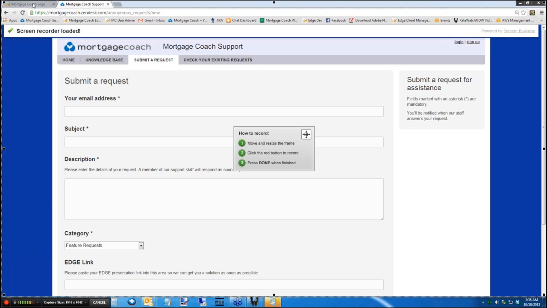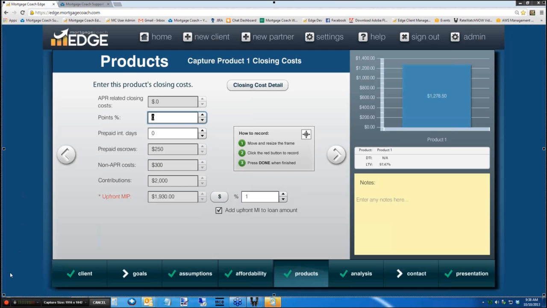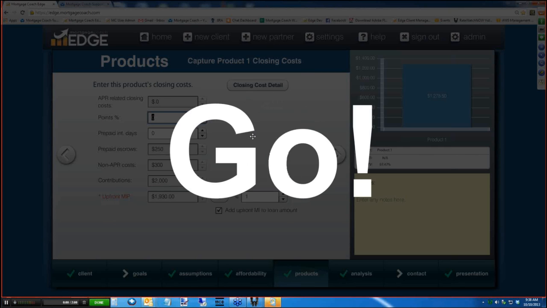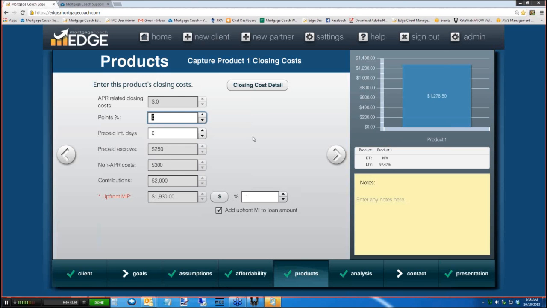And then when you're ready, just jump back over to Edge, hit the record button, and it'll count you down, and then you can actually record your screen and give us a verbal message.